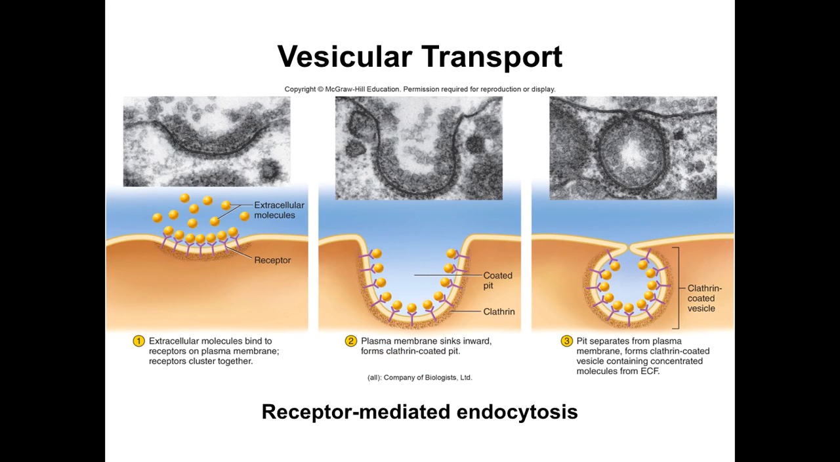And then it sort of wraps itself around and blorps off, sort of the reverse process of when two soap bubbles run into each other. And then you just blorp this whole thing away, and you now have a vesicle that contains whatever it was that these receptors bound.